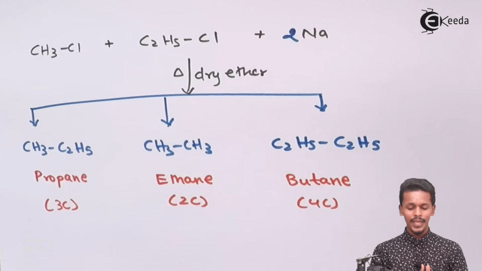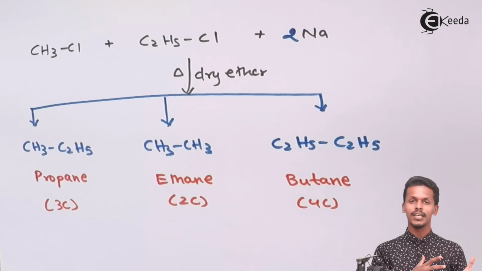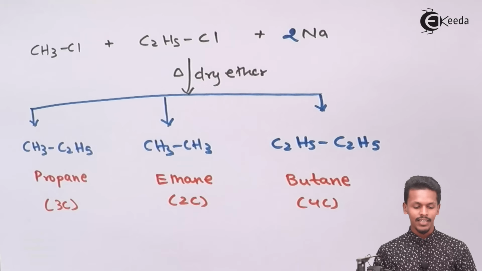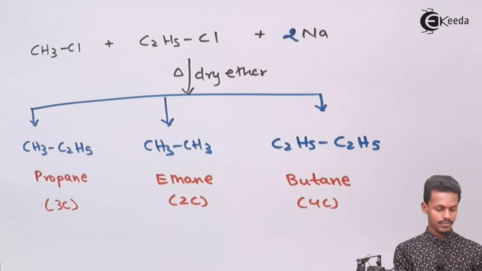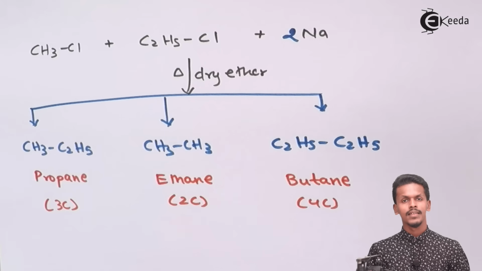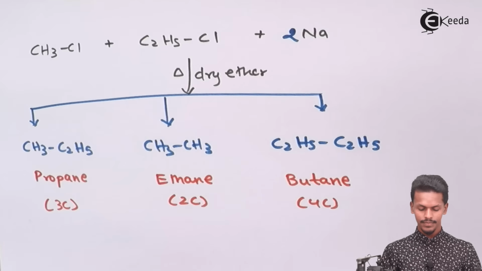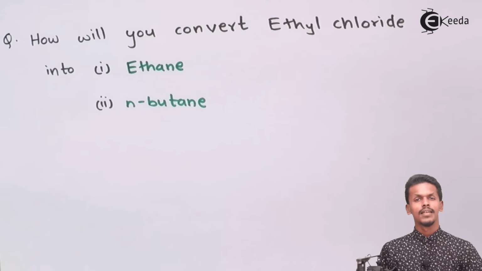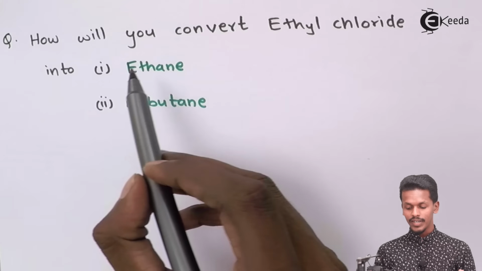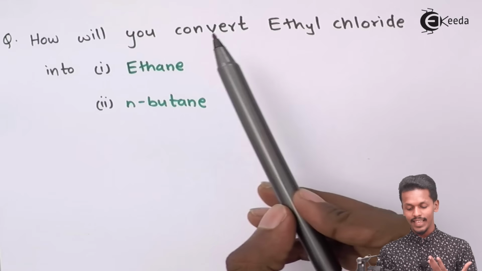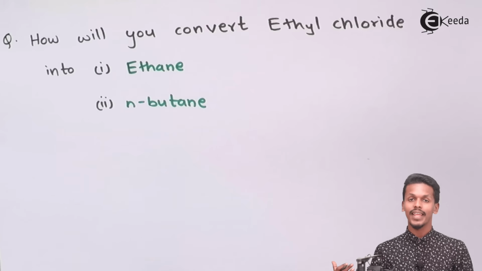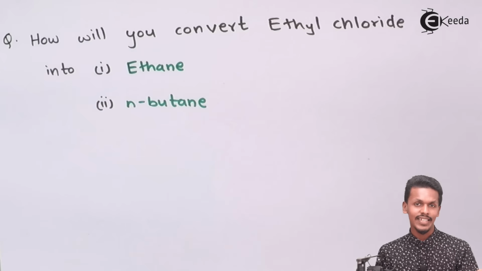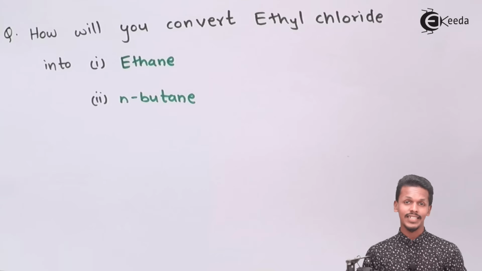So just to take a quick glimpse of what we have done, from the conversion of an alkyl halide to an alkane, we have a question. How can you convert ethyl chloride into ethane, and how can you convert ethyl chloride to butane? So there are two different questions that they have asked, and the first one is to prepare ethane from ethyl chloride. So what is the reaction that it would involve? Now let us do the first reaction that they have been asking about.